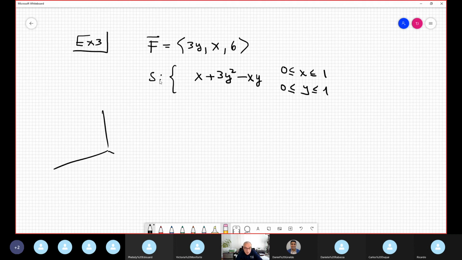For example, in 3D, we have this. This is a square, no? Suppose that the surface is something like that. So now basically it is the surface above. Let me highlight, only the part bounded by these constraints.